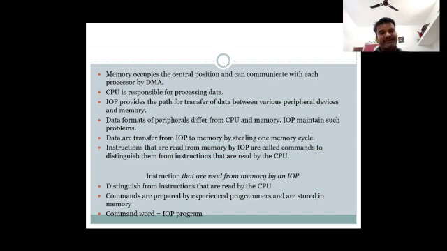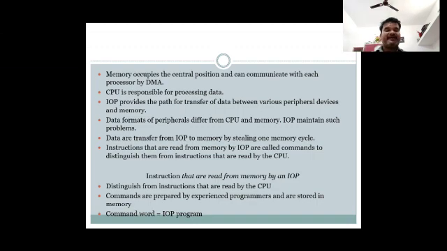Next, CPU is responsible for processing data. Input output processor provides the path for transfer of data between various peripheral devices and memory. Next, data formats of peripherals differ from CPU and memory. Input output processor handles such problems. Data are transferred from input output processor to memory by stealing one memory cycle.